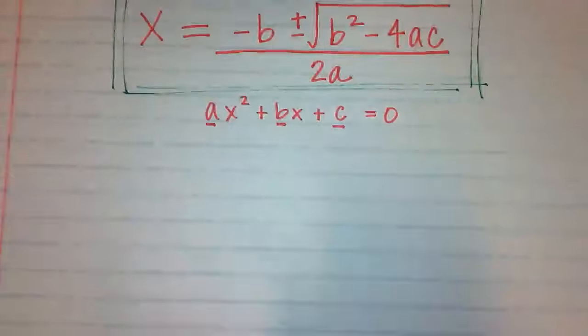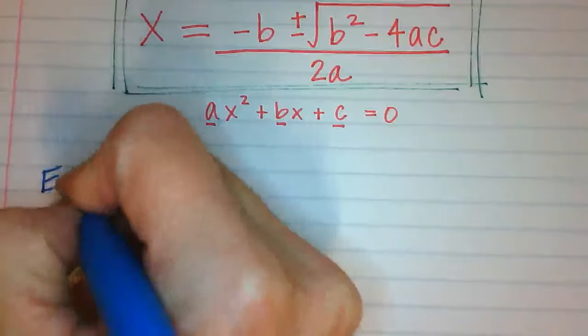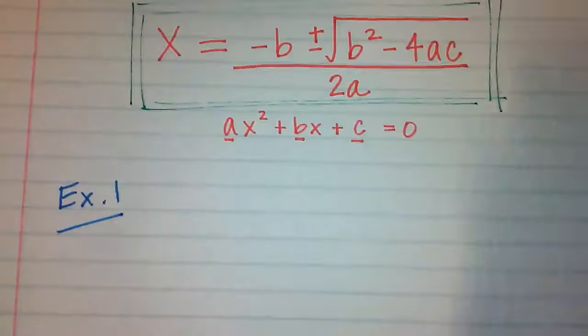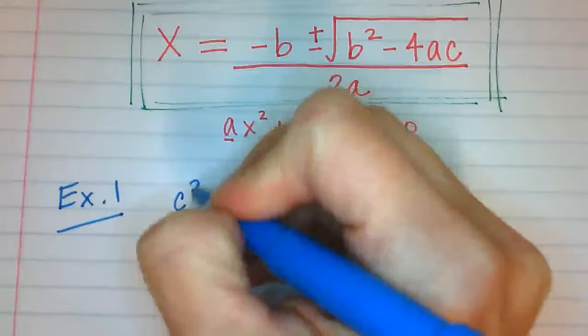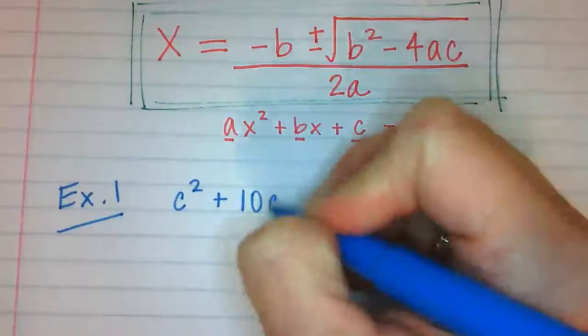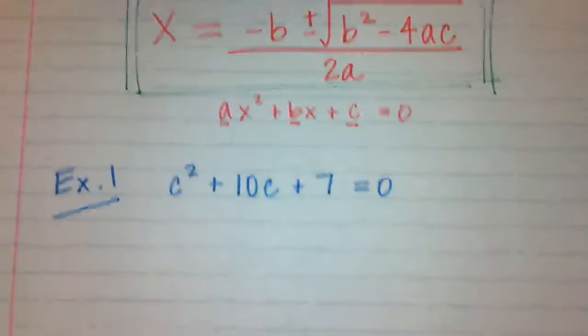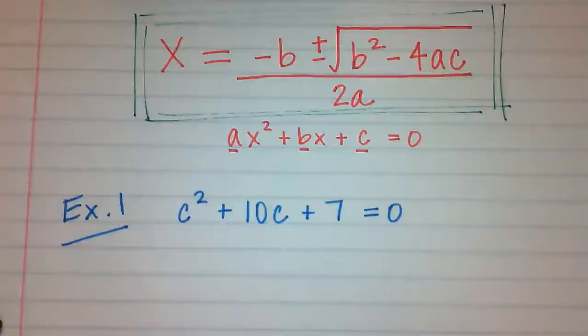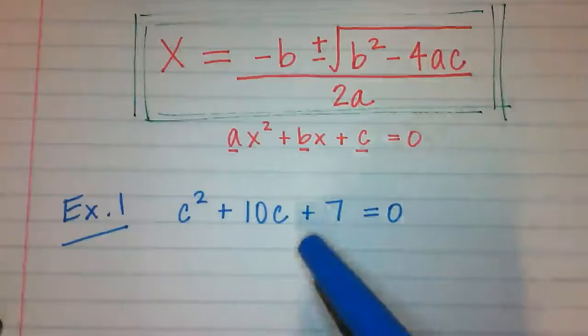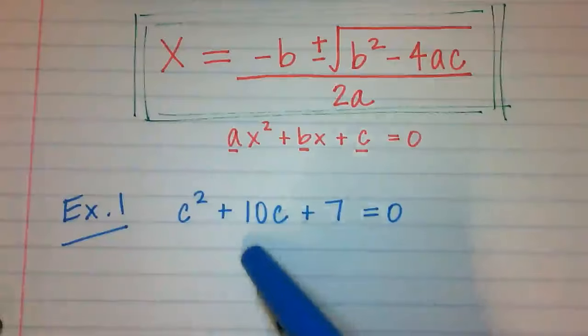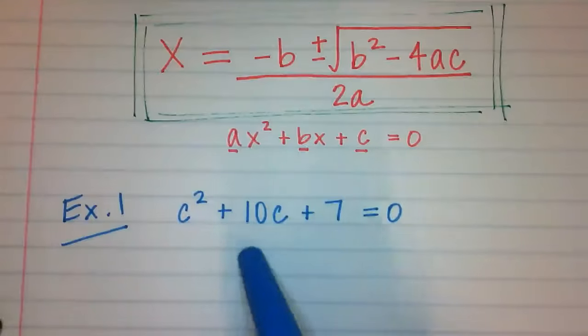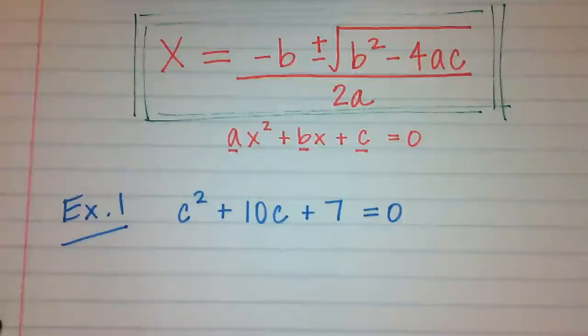So example number 1. Let's say we had c squared plus 10c plus 7 equals 0. First up, I want to mention that this trinomial cannot be factored. So solving by factoring wouldn't be an option on this one, because there are no factors of 7 that would add up to 10. So I know that I would need to do completing the square or the quadratic formula. Since we're doing the quadratic formula, we're going to do that.